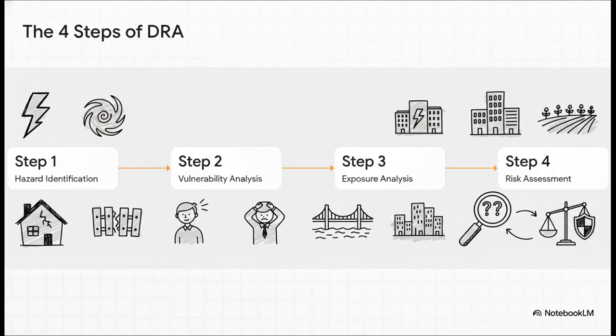So, the 4 key steps, you'll notice they logically follow our equation. Step 1 is hazard identification. Basically, we're asking, what could happen here? This means scientifically mapping out potential hazards, their location, their intensity, how often they occur. Step 2, vulnerability analysis. Who and what could get hurt? Here we analyze all those physical, social, and economic conditions that make people or assets fragile. Step 3 is exposure analysis. Who and what is actually in harm's way? We'll dig into that one next. And finally, step 4, the risk assessment itself, where all this data gets synthesized to evaluate the potential impacts and inform what to do next.